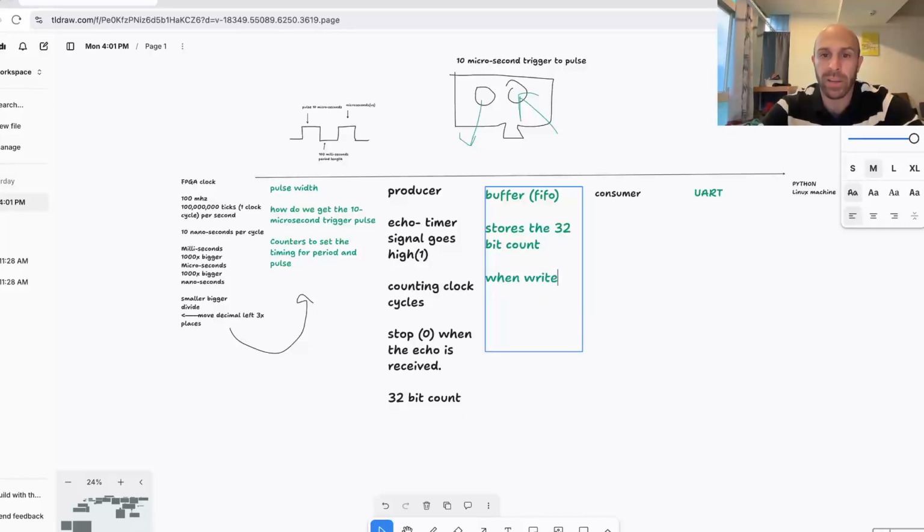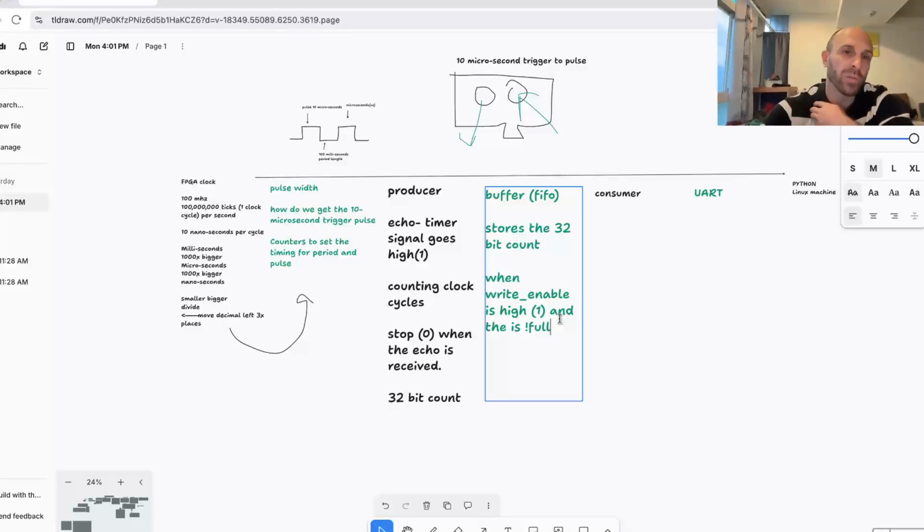When write enable is high, this is what the function is. When write enable is high, meaning writing data, and the FIFO is not full. Because you don't want to write if you're sending data but this buffer can't store any more bits. You can't have that. So this is why we implement the write enable and the pointers.